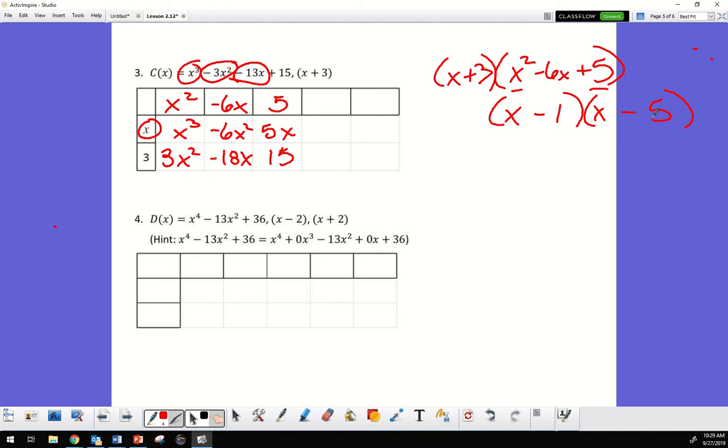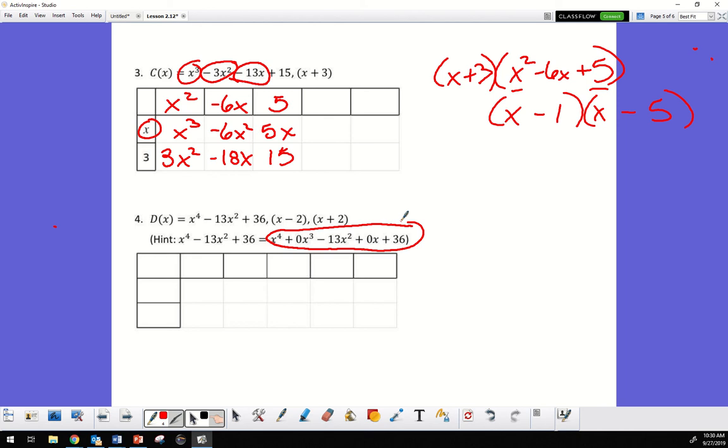Okay, so let's take a look at the next one, number 4. This one right here, they gave you a hint because there are some missing terms. So let's try it. We're going to have my first factor, because I have to do this one twice. It actually gives me 2 of them.